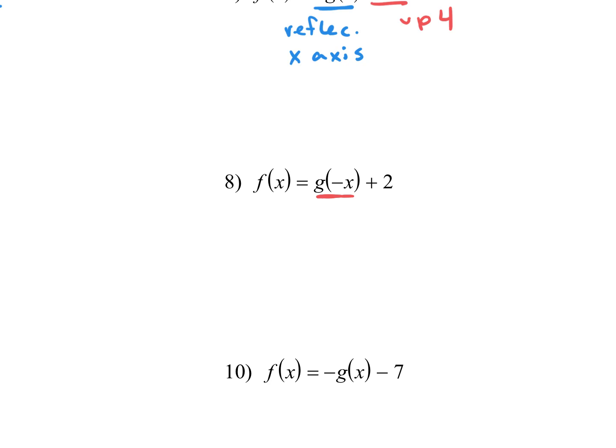So when you're multiplying a negative on the inside, it's a reflection. Is it a reflection on the x-axis or the y-axis, Tyler? Y. The y-axis. Y is on the inside. All right, Bradley, what does this plus 2 do on the outside? Up 2.